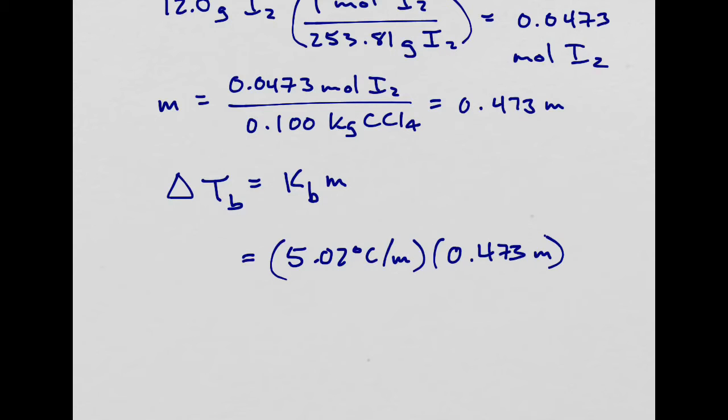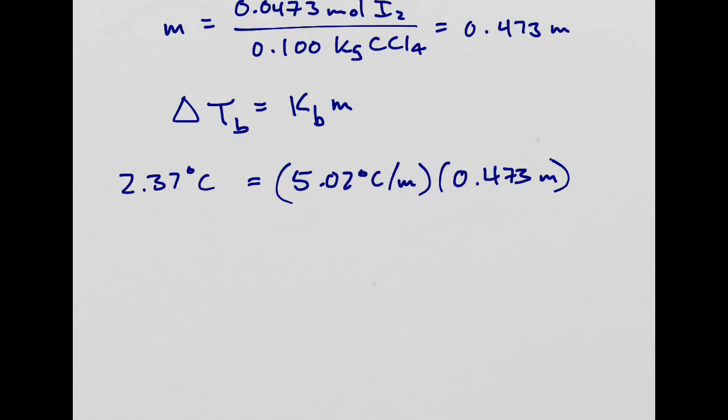When you put that into your calculator, you get 2.37 degrees C, and so that's going to be the boiling point elevation. Now, I have no idea what the boiling point for carbon tetrachloride is, but let's imagine that it's 40 degrees C. So if it were 40 degrees C, then you'd need to add 2.37 degrees to that 40 degrees C to get the new boiling point. Keep in mind that this here only gives you the change in the boiling point. It doesn't give you the new boiling point.